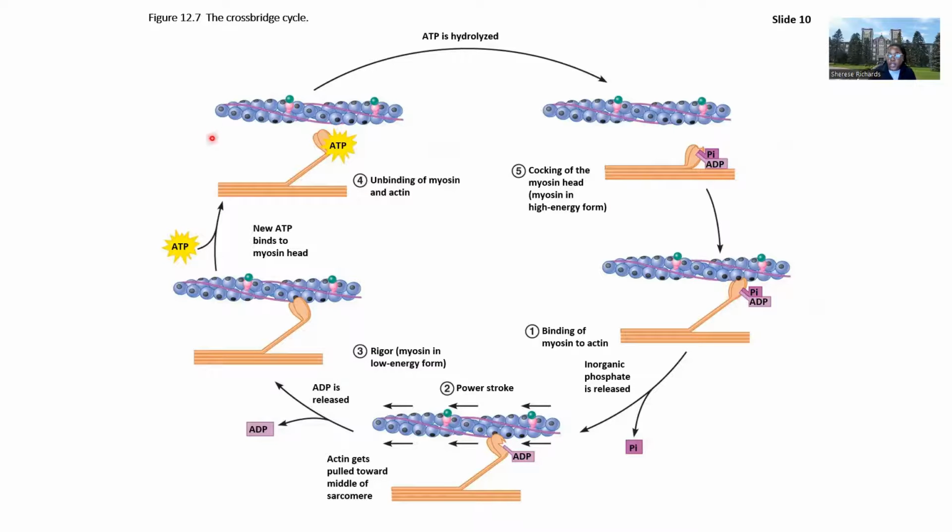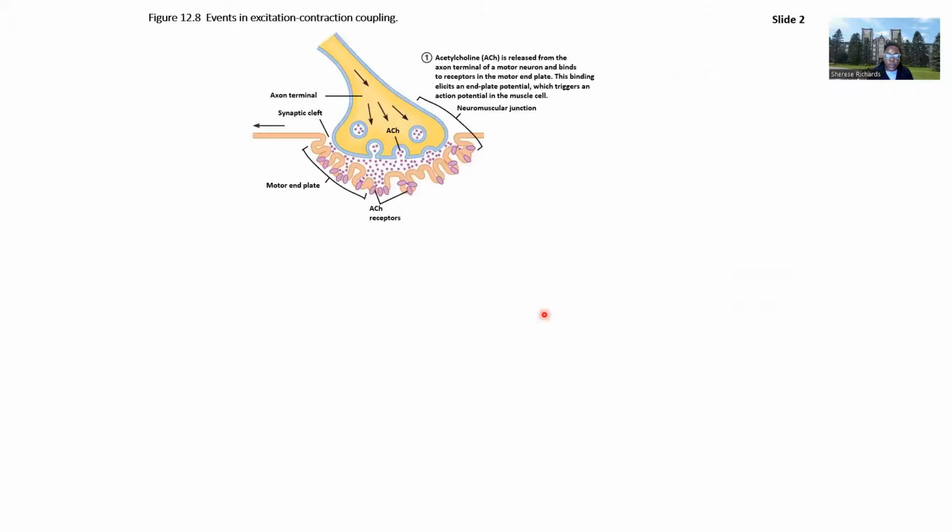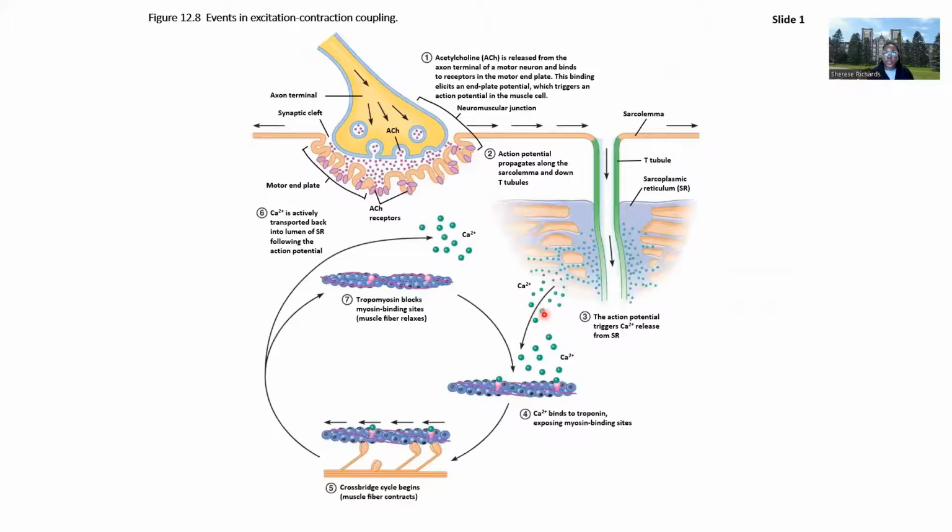So going from the low energy form back to the high energy form is what results in the myosin head being able to engage and grab onto the actin. Okay, so that is the cross-bridge cycling. The other piece I'm going to go over is the excitation contraction coupling. This is another area where you will see a few questions, so make sure you go over these two topics in detail and these two illustrations.